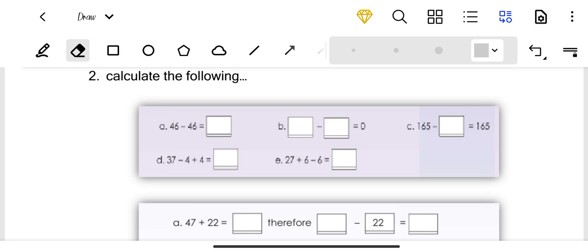It means that I'm going to have nothing, because I took my oranges and gave them all away to my friend. Now I have nothing. So it means that nothing here is a 0. So I'm going to write my 0 there, and you're done. So B says 46 minus 46 is equal to 0.